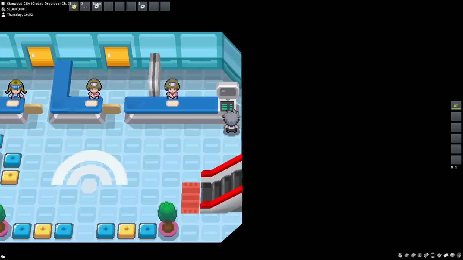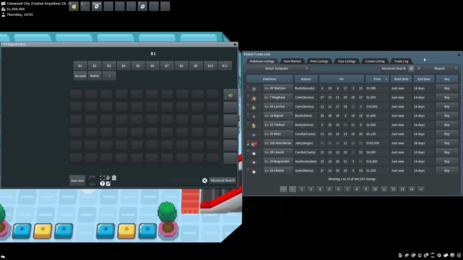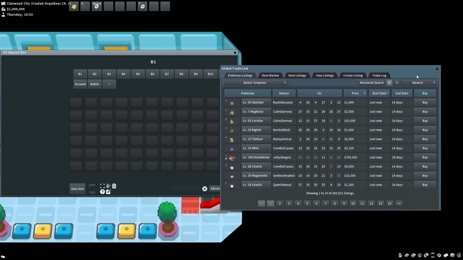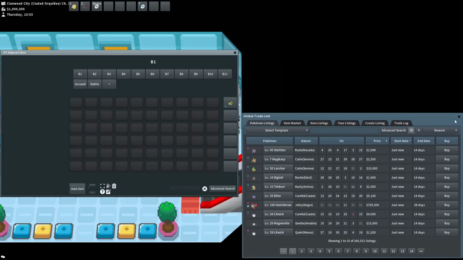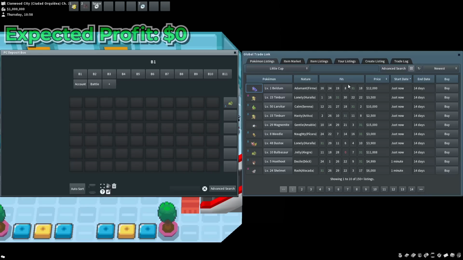Now let's start. So come here, I will open the box because I think it looks better on the video. Let me just adjust here, and you can find the place for this window as much as you like. I usually prefer it here, but I think in the videos it looks better here. We'll be selecting the Little Cup template, and the Pokemon I buy will be here, and then I'll put them here in the box. I'll go individually over each one I buy because I think it's important for you to understand why I buy the things I buy. So let's begin.